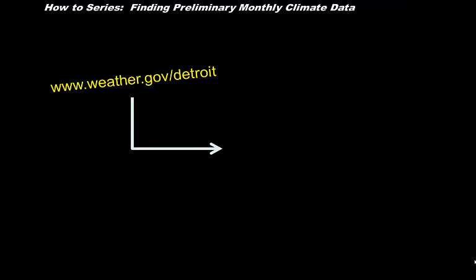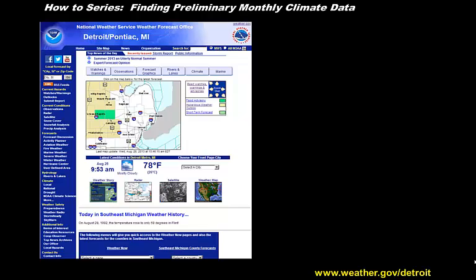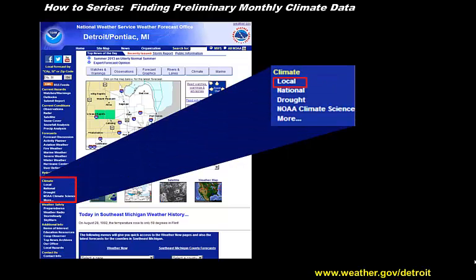First off, you want to start by going to our homepage, which is weather.gov/Detroit. From there, you'll want to go on the left-hand side, the blue column. About halfway down, you'll see a section called Climate. From there, you'll click on Local.